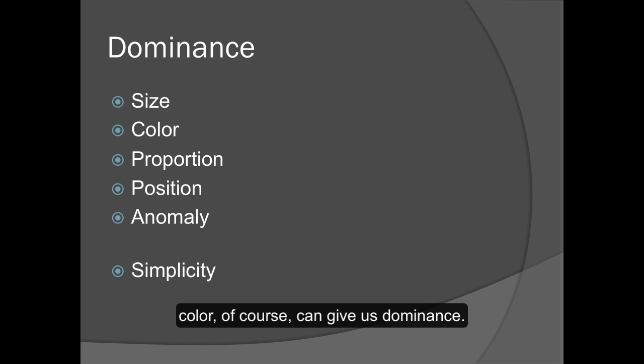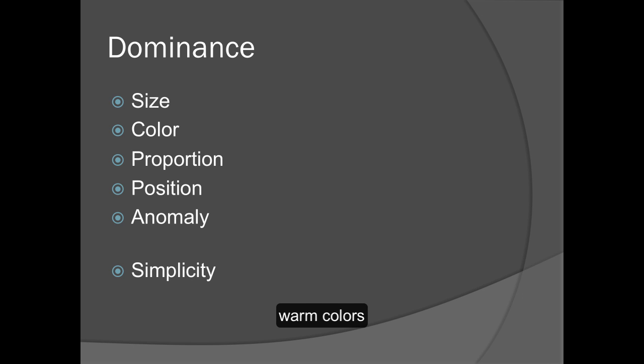Color, of course, can give us dominance, and we know that with value, we can create contrast, which gives us dominance. Proportion, like I mentioned, is the relationship between the sizes of the objects. We know, for instance, that large objects demand more attention. Large objects dominate those smaller objects. We also know with color, warm colors dominate cooler colors.